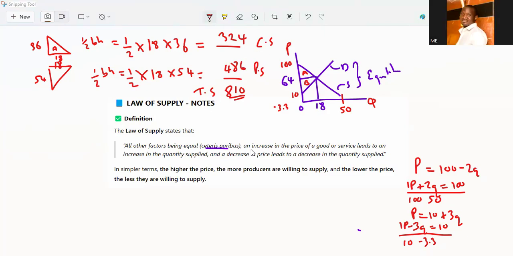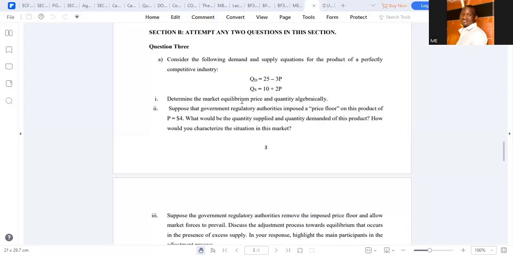So now let's look at how the exam question would come. So we look at question number 3. All right. So consider the following in a perfect competitive market. Quantity demanded is 25 minus 3P, and the quantity supplied is 10 plus 2P. So find the equilibrium. Then you can do the floor price later on. So let's do this together, but this will be your homework. Just going to guide so that I see how you're going to do it.